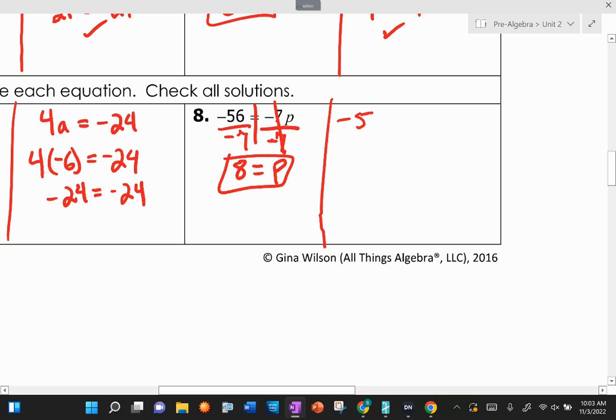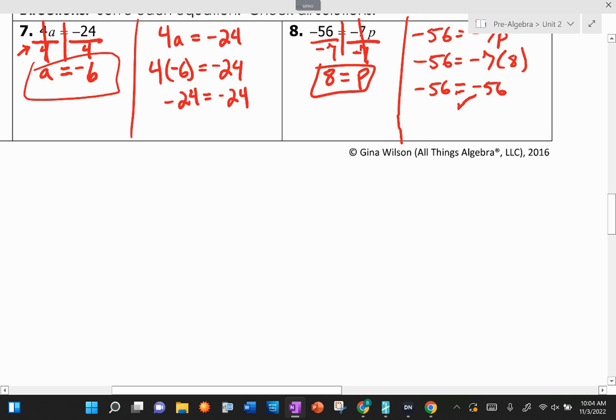Then I'll go through and check myself. Put parentheses in there. Insert the 8. -56 equals -7 times 8, which is -56. So that's good. Okay, let's flip to number 9. Good. It's not too bad at all.